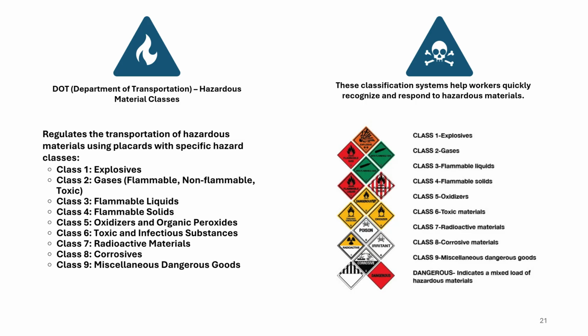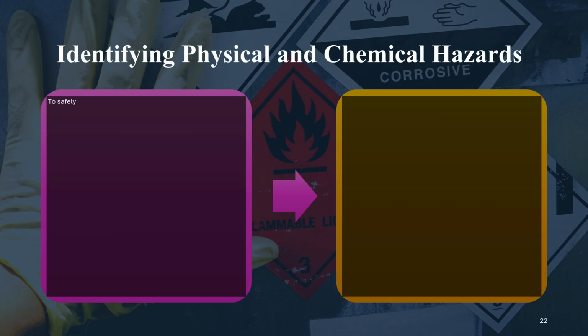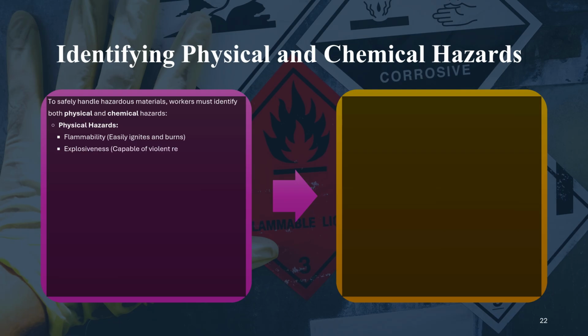These classification systems help workers quickly recognize and respond to hazardous materials. Identifying physical and chemical hazards. To safely handle hazardous materials, workers must identify both physical and chemical hazards.